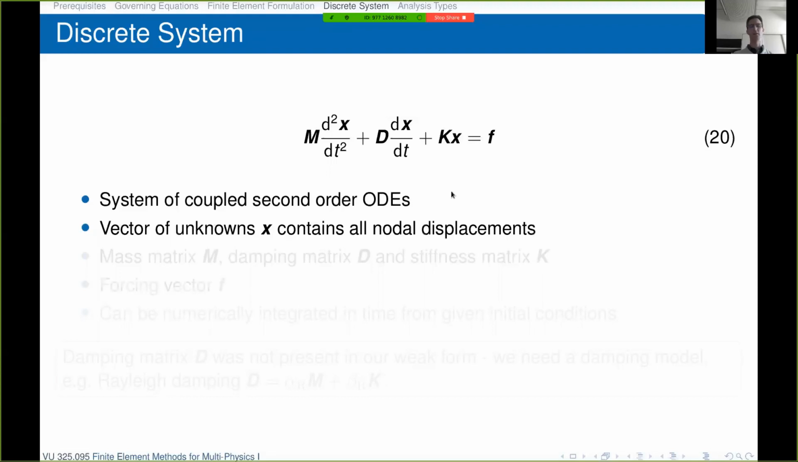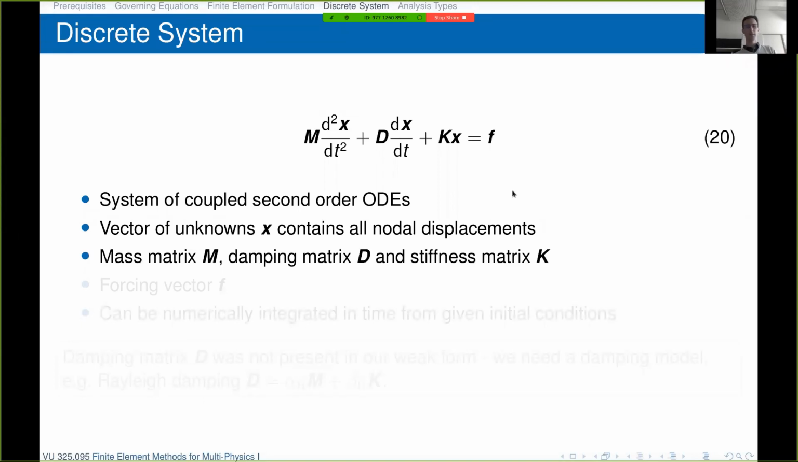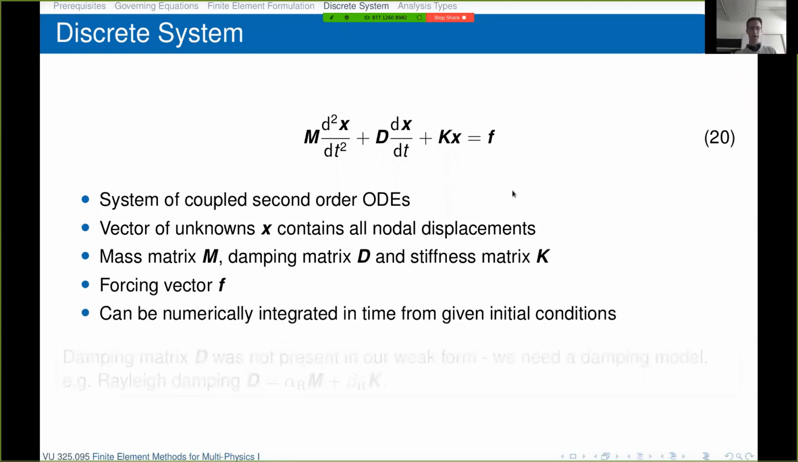The vector of unknowns contains all the nodal displacements. So x contains displacements. In the case of solid mechanics, we have mass, damping, and stiffness matrix, and the forcing vector, I already mentioned that. And we can numerically integrate this system in time for given initial conditions.